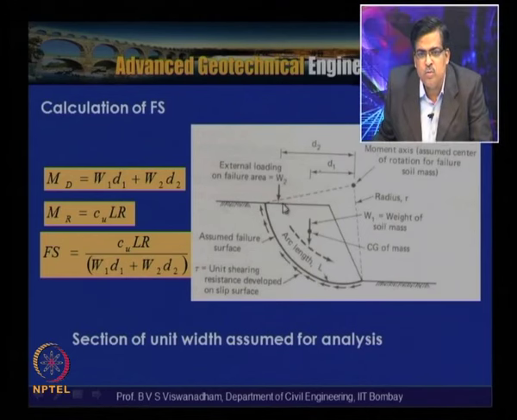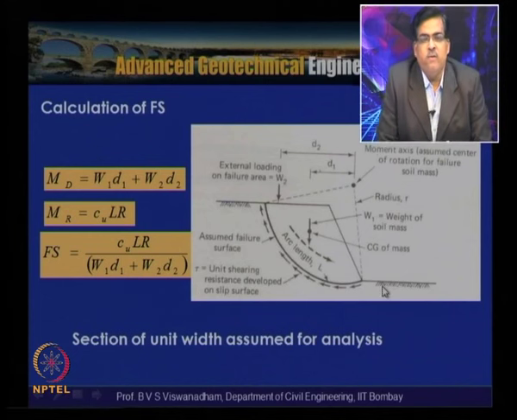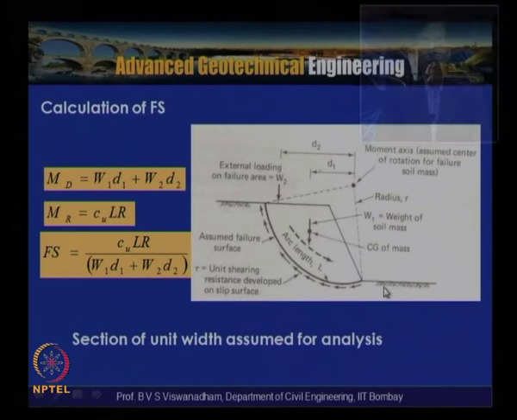But in this case, let us assume that there is a boundary wall located at a certain distance. When we consider the intensity of the load, we can take the disturbing moment as W2 into D2 plus W1, that is due to the self weight of soil, into D1. The resisting moment is still Cu into L into R. So the factor of safety in this case is Cu L R divided by within brackets W1 D1 plus W2 D2.